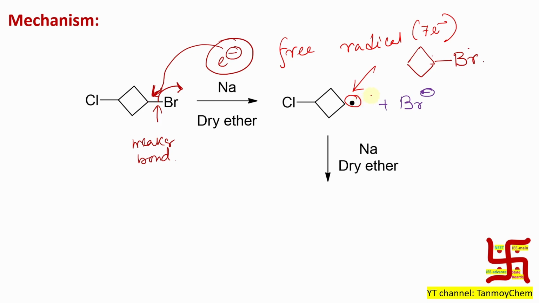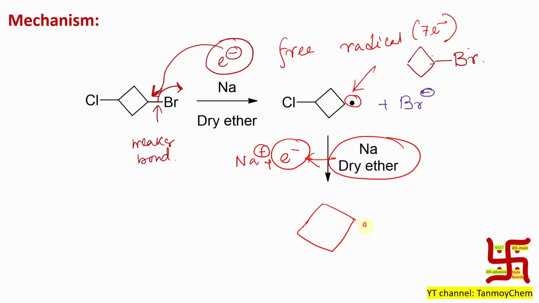Slightly more, slightly less may be there, but not very stable there. Now what happened? In the next phase, another molecule of sodium releases another electron. So in this case, sodium plus electron, and what it produces, this electron reacts with this chlorine in a similar fashion. So here what it results is, both sides radical, and obviously here Cl minus and Br minus.